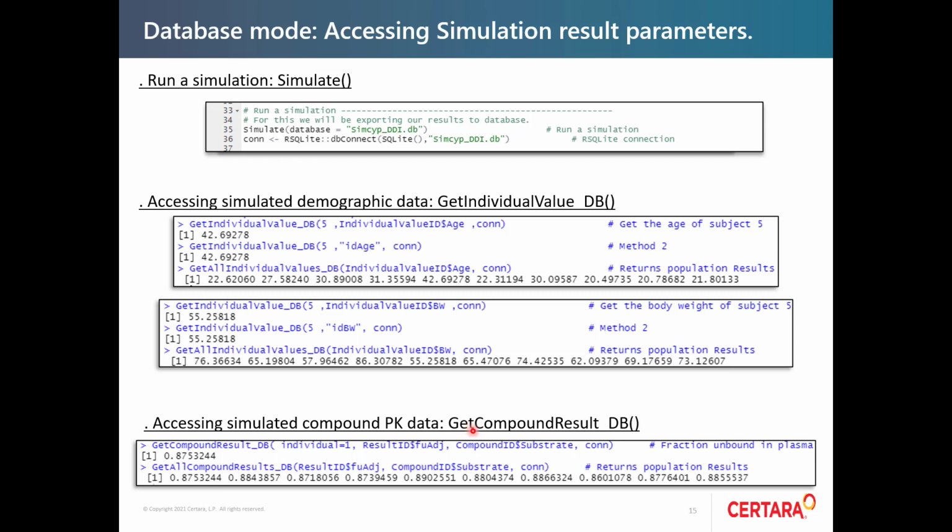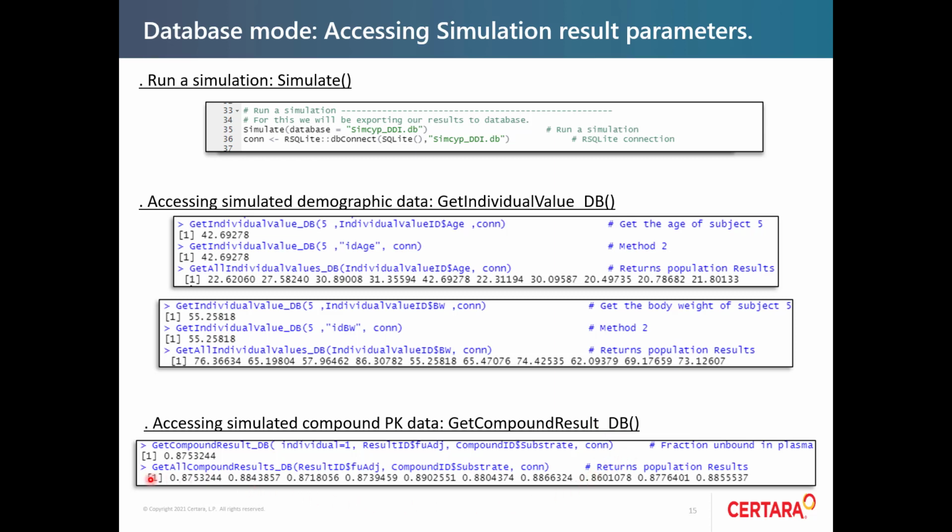So if I'm interested in extracting a compound parameter, we use the function called getCompoundResultsDB to extract this information. So for example, if I'm interested in extracting the fraction unbound in plasma, I use the function getCompoundResultsDB, and I need to specify the individual number, then the results ID. In this case, the tag ID for fraction unbound is FUADJ. And then I need to specify the compound ID. So I'm interested in the substrate fraction unbound that was simulated. And then finally, I need to mention the RSQLite connection.